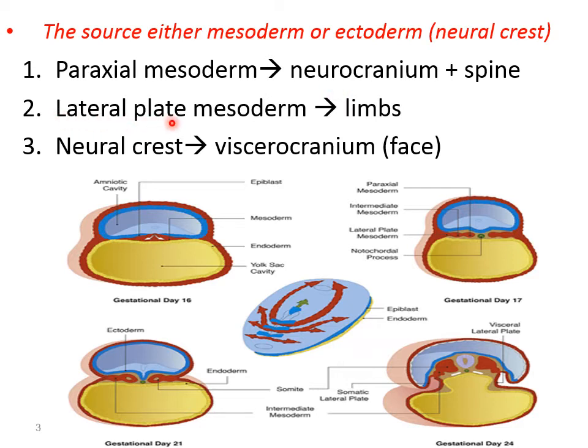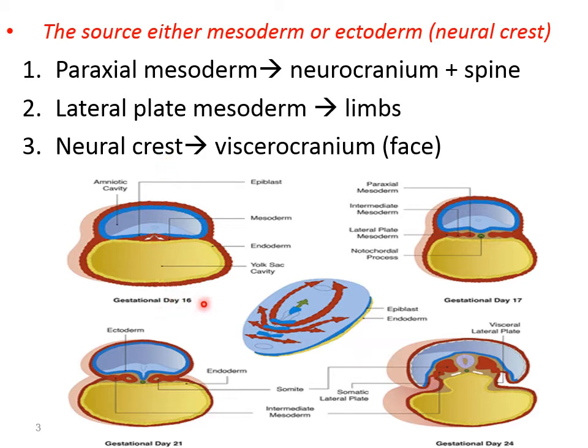The lateral plate mesoderm, the second source, forms the limbs. The parietal layer or somatic layer of lateral plate mesoderm forms the limbs. The neural crest cells form the viscerocranium, which is the face. The facial bones come from the neural crest cells.